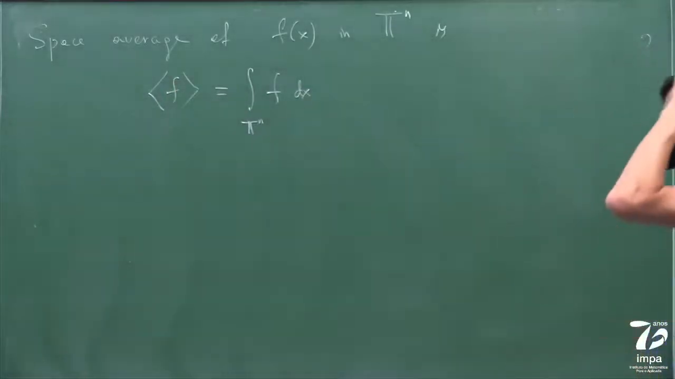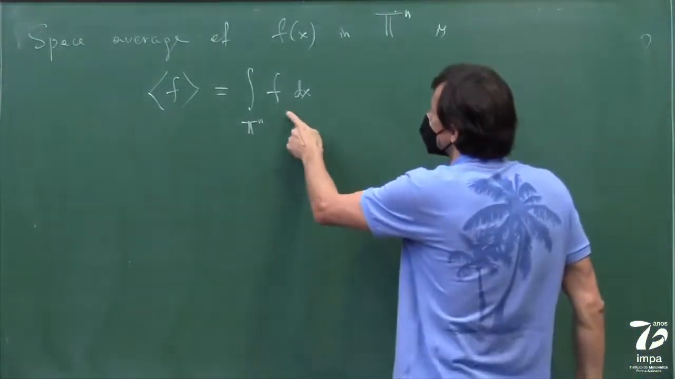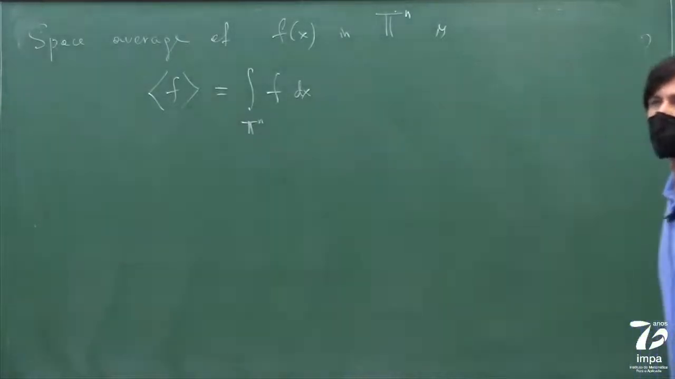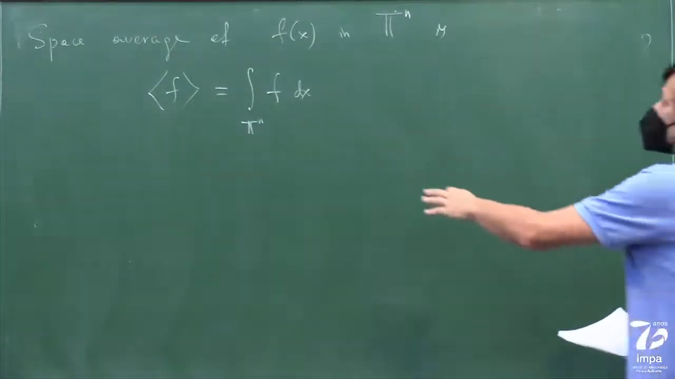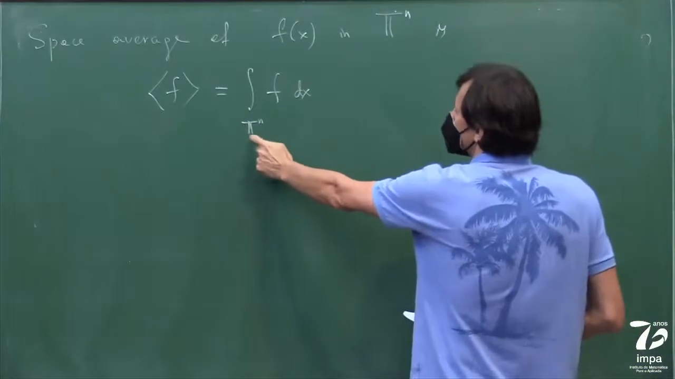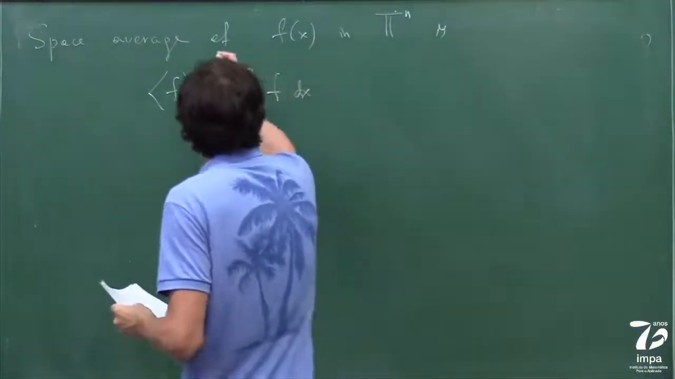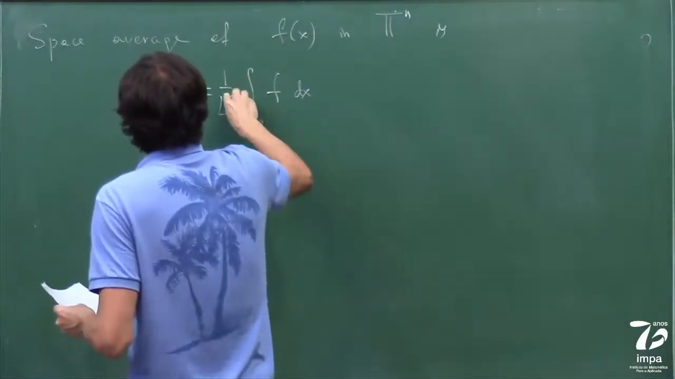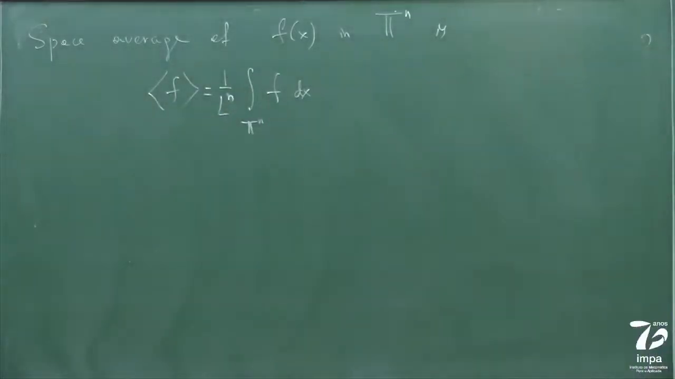And the integral is good. If the function is good, the integral is too. For example, if the function is continuous, you always have a finite integral because the torus is compact. So you cannot have problems with divergences, which you would have in n-dimensional real space. Of course, if it's an average, we should divide by the volume of the domain.